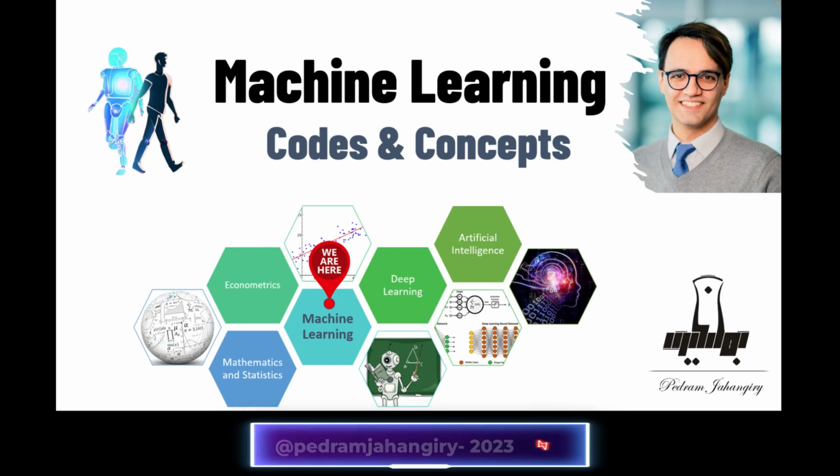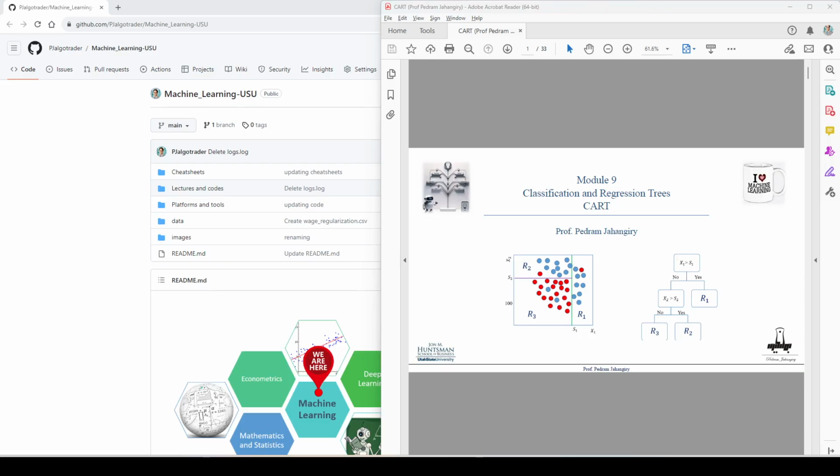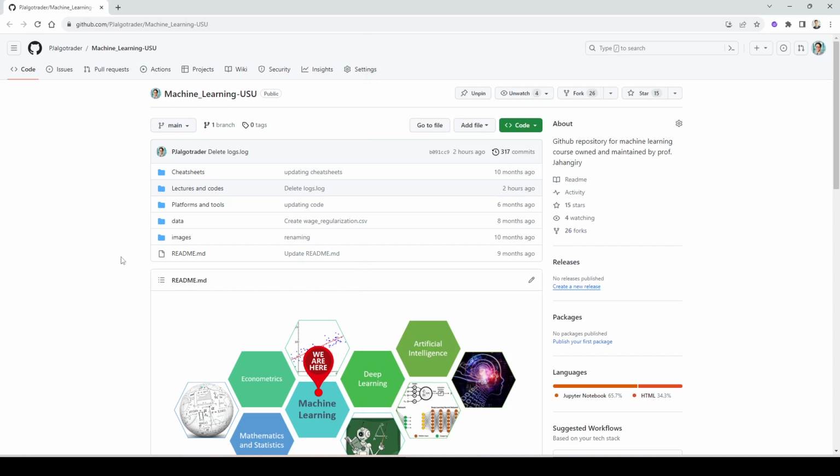Let's get started. All right, let's do the Python part for module number 9, classification and regression trees, CART. So I'm going to cover everything we did in the theory lecture and we'll see how we can implement those things in Python.